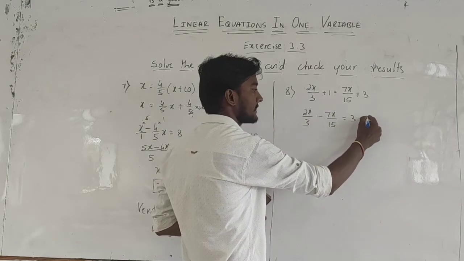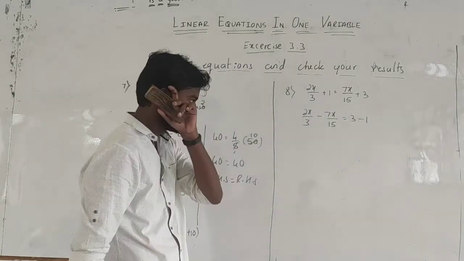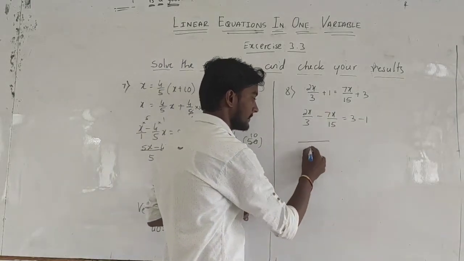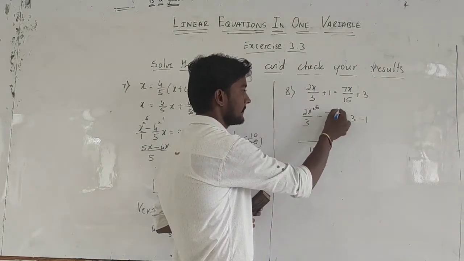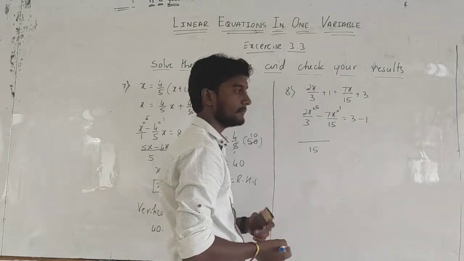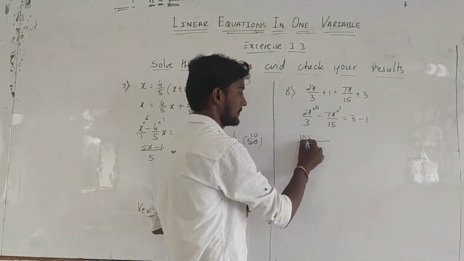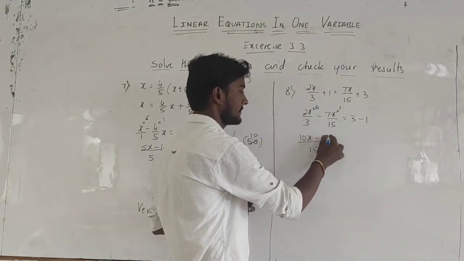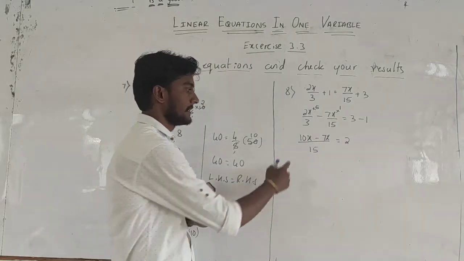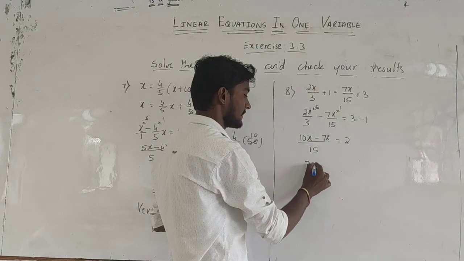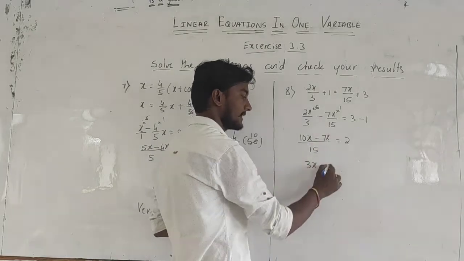This plus 1, if you take that side, minus 1. Take the LCM. The LCM of 3 and 15 is 15. 3 5s are 15, 1 15s are 15. 5 into 2x is 10x, minus 7x into 1 is 7x. 3 minus 1 is 2. 10x minus 7x is 3x, equal to 15 if you take that side.